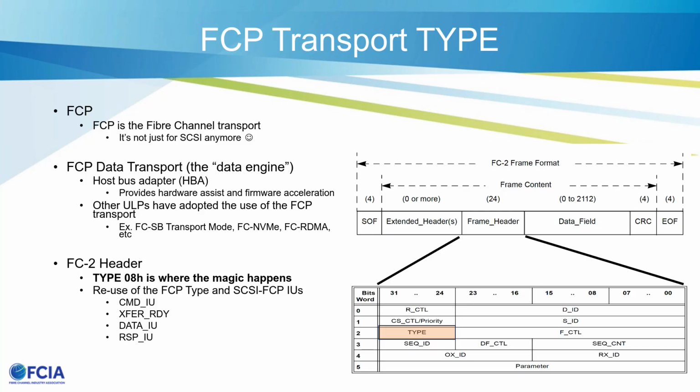These types are then reused for things like commands, the transfer ready, the data movement itself, and the response. So effectively, the very basic operations in a transport are all collected together in the FCP transport type. Those then are mapped to the hardware assist or the fast path inside the data engine in the HBAs that are attached at both ends of the wire. So they're able to move data very quickly on and off the wire.